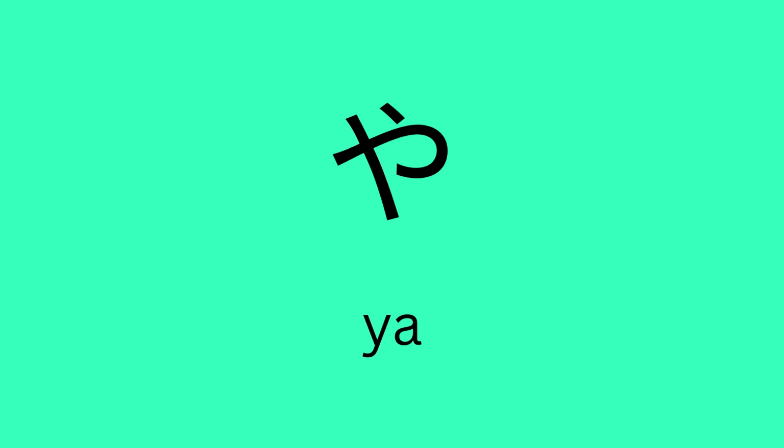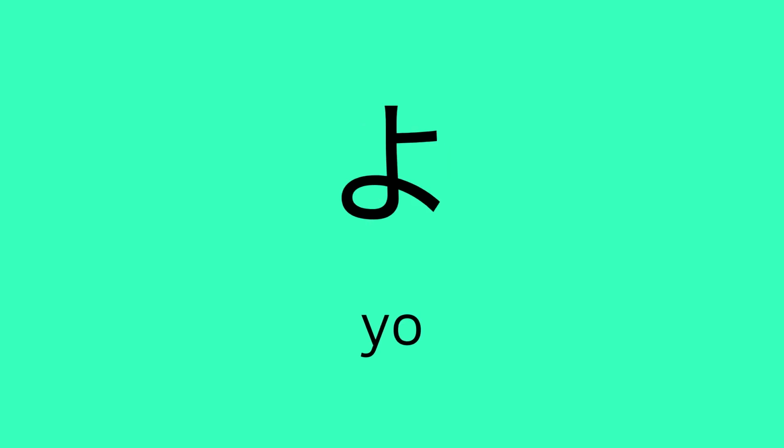The sounds of this row are ya, you, yo. This is ya. This is you. And this is yo. Let's check out the stroke order of the Y row.